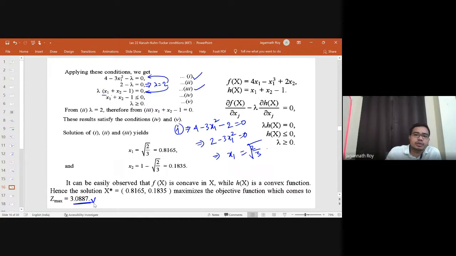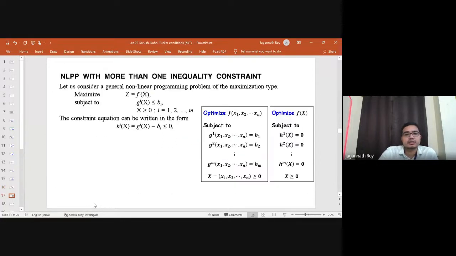So that's how we use Kuhn-Tucker conditions to find out the solution of a nonlinear constrained optimization problem with a single constraint. Now, if we have a nonlinear problem with more than one inequality constraint, then how to solve? First of all, we have to find out the Kuhn-Tucker conditions.